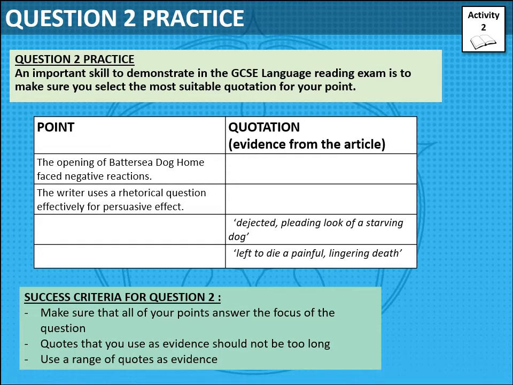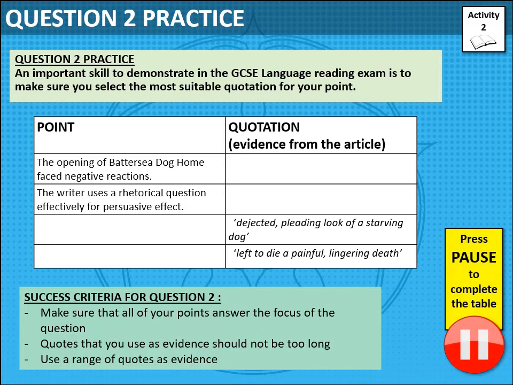Okay, so for activity 2, I'd like you to reread the opening part of source B on the previous page of your booklet, and then select the most suitable quote or point in the spaces below. Your job is to fill in the blank boxes of the table, either by writing in the quote that links to the point or writing the point that links to the quotation. Press pause to complete the table now, and then press play when you're ready to move on.